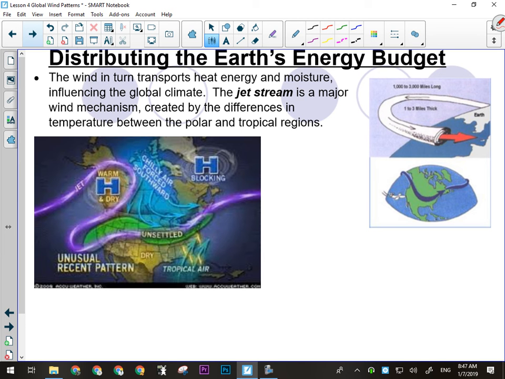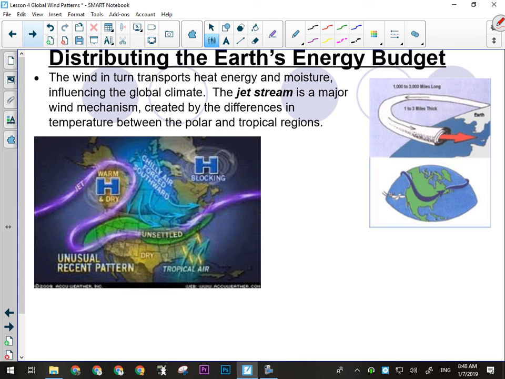The wind in turn transports heat, energy, and moisture. That's really important. We talked about that in lesson 3 as well, where we were talking about the role of latent heat. How many people remember that term? Sound familiar? Remember that latent heat is the heat that's carried by water vapor. At the equator is where the majority of water vapor is created, essentially, where water evaporates.